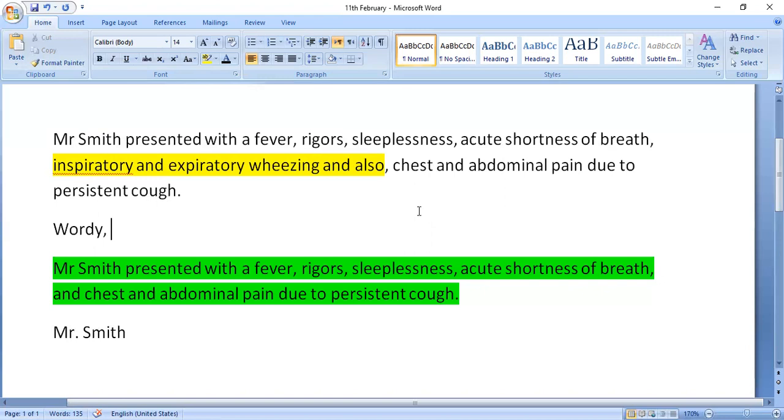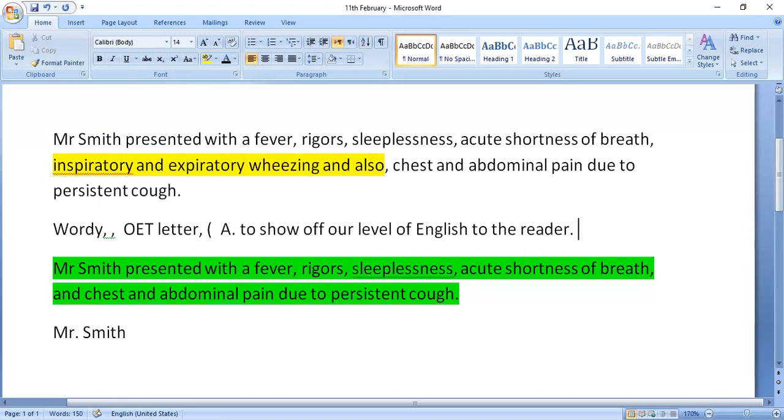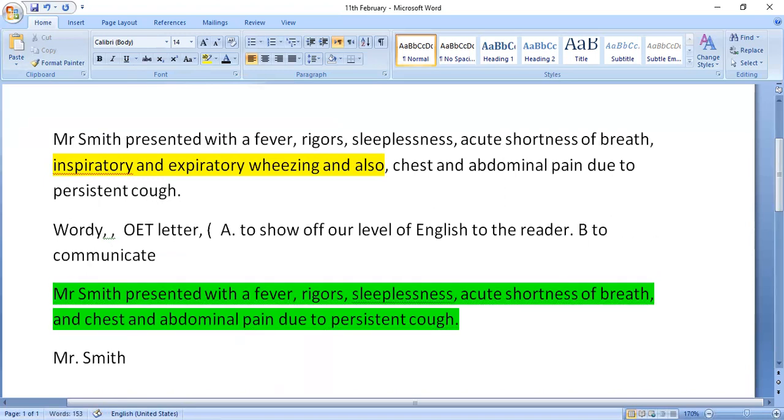Okay, so what is the purpose of writing an OET letter? What is the purpose? Number A, to show off our level of English to the reader. Number B, to communicate the information effectively with the reader.